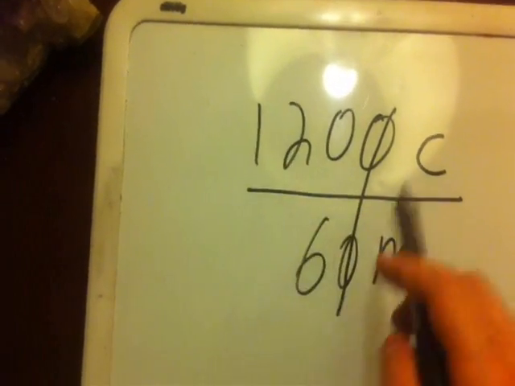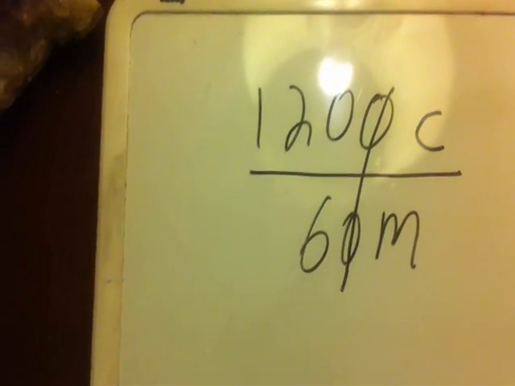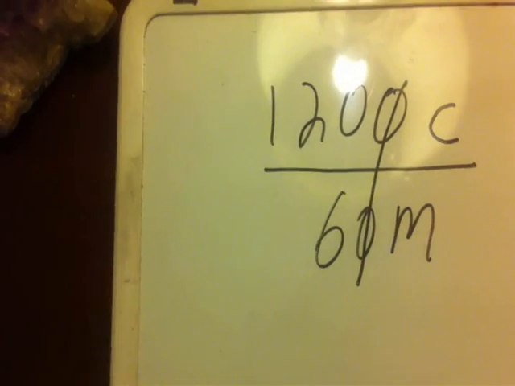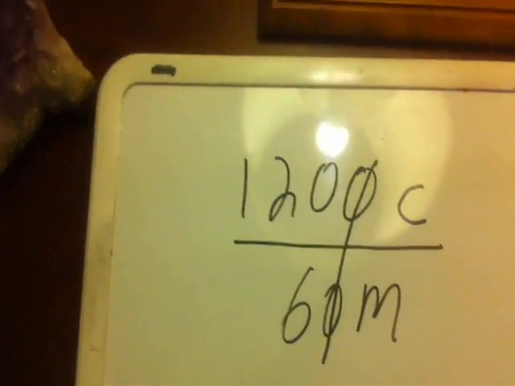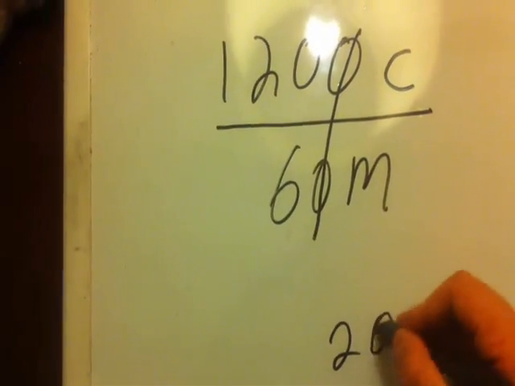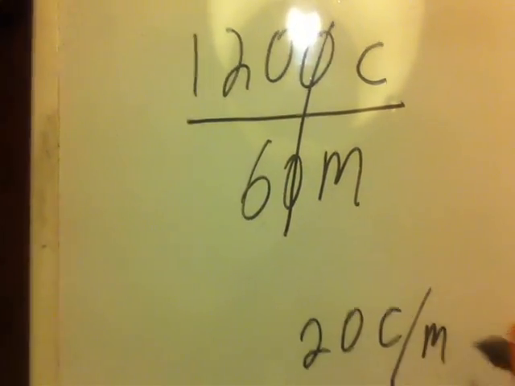That would be 120 counts every 6 minutes, right? Alright. That's 60 every 3. That's 20 every 1. So that's 20 counts per minute.